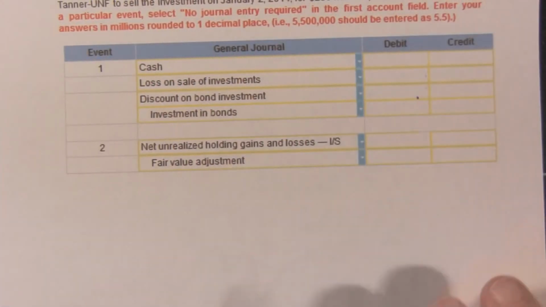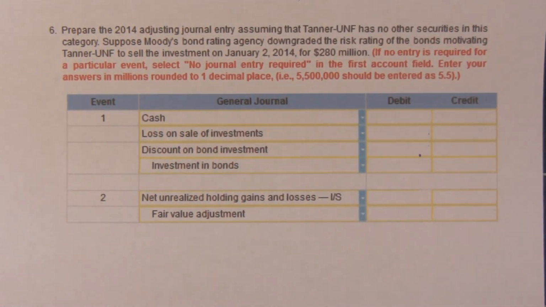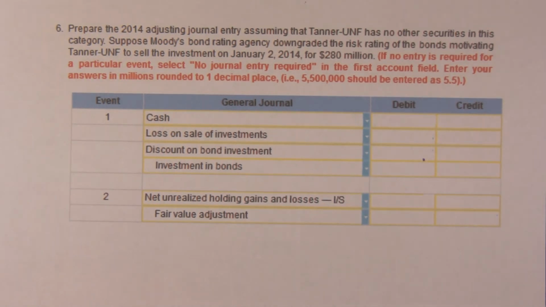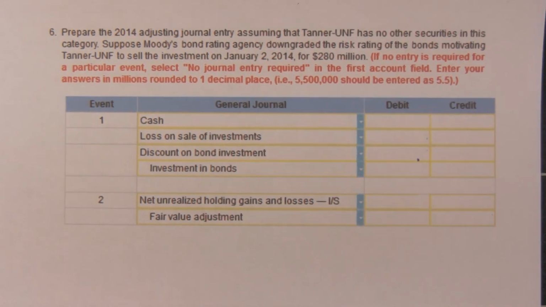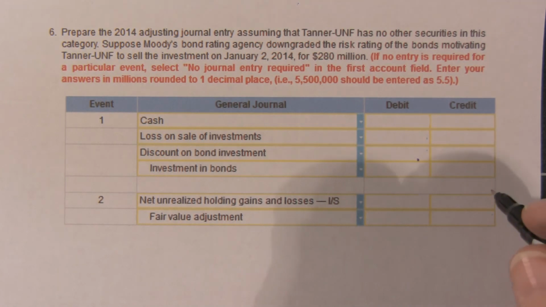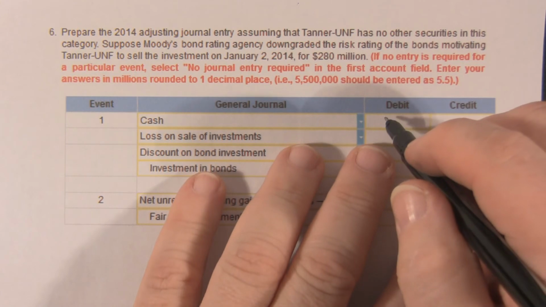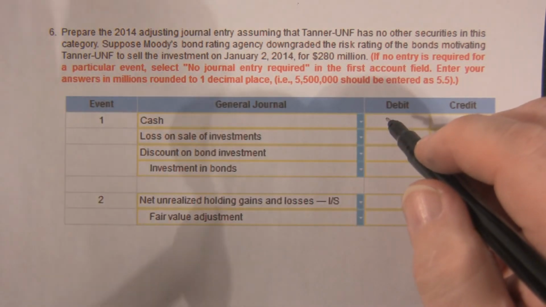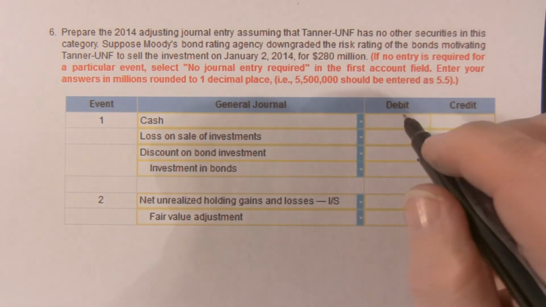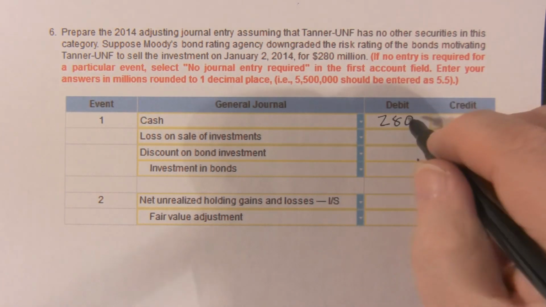Okay, now the last thing says, suppose something terrible happens. Something terrible always happens, especially in the market and in accounting tests. And Moody's downgraded the risk rating. They said, this bond may not be as safe as we thought it was, and everybody wants to get out of it. So they all want to get out of it, so they're going to sell it. So the company sells the bond for $280 million. Let's just put it down. That's what they sold it for. Cash was $280 million. Okay, because they tell us that.